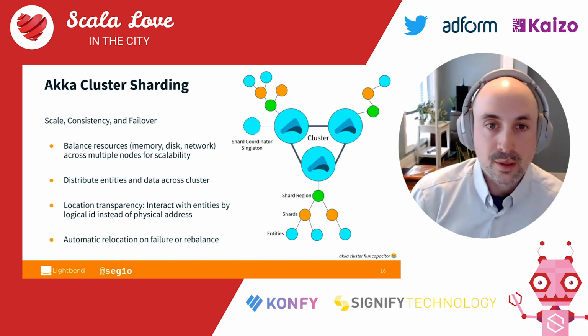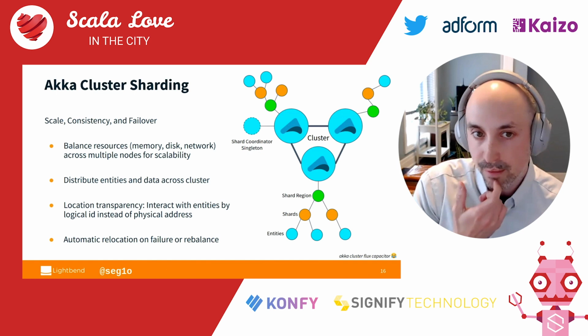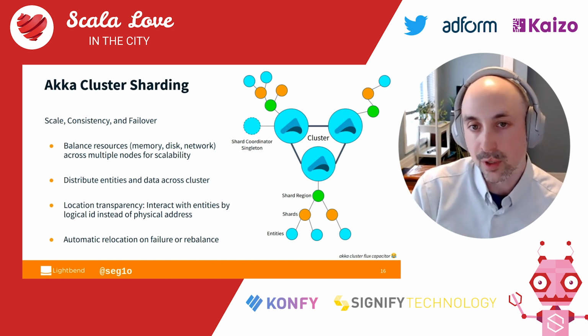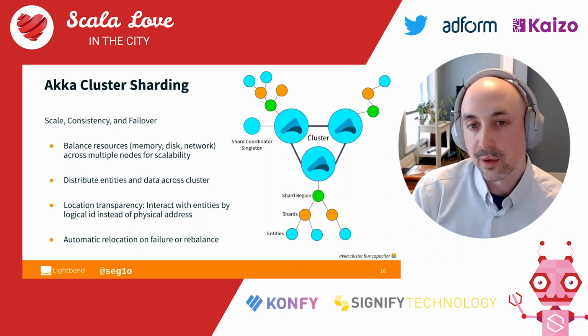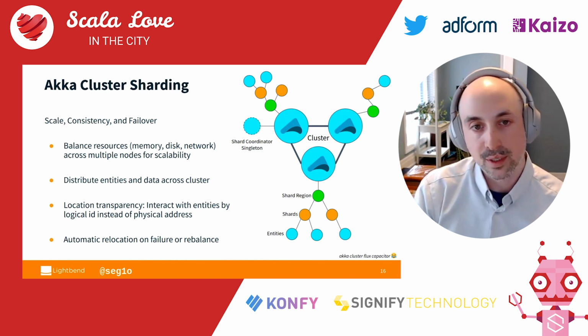Sharding ensures that at most one instance of an actor entity is running on the cluster at any given time, and shards are distributed across the cluster according to a shard allocation strategy. Each shard has a subset of the entities and therefore handles a smaller percentage of the load, which helps balance resources and increase resiliency across the cluster.